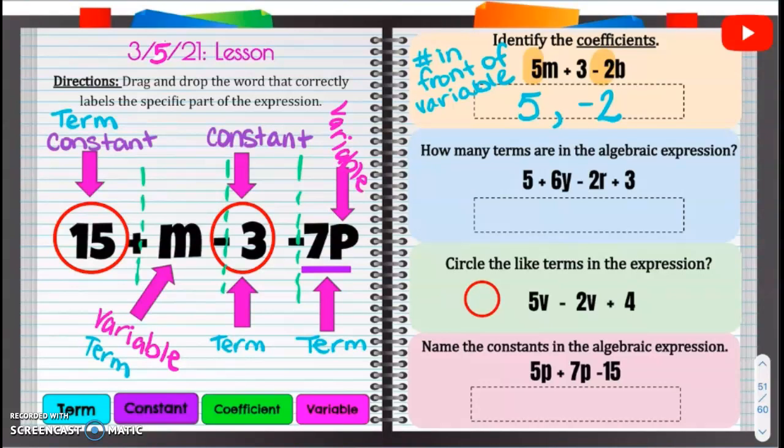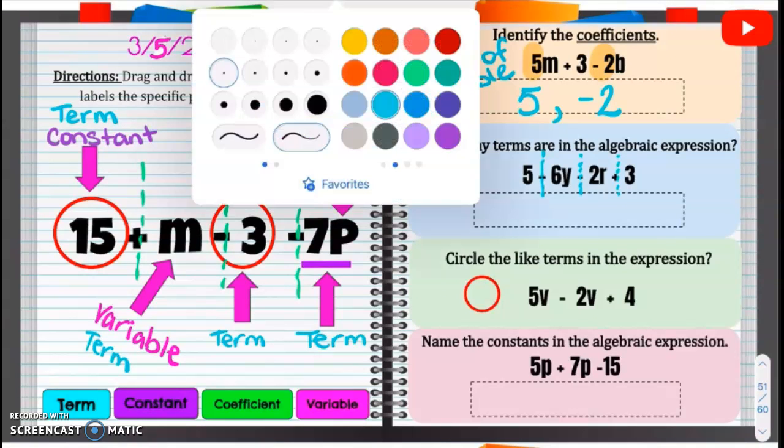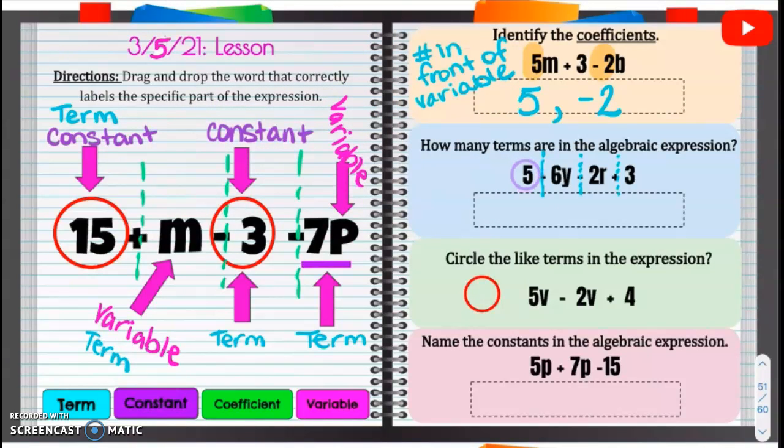All right. Next one, how many terms are in this expression? So remember, terms are separated by our operations, typically of addition and subtraction. Our terms, let's see, we'll have 1 term, 2 terms, 3 terms, 4 terms. So our answer is 4 terms.